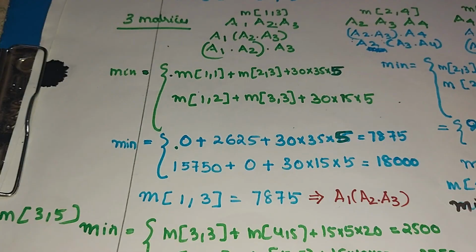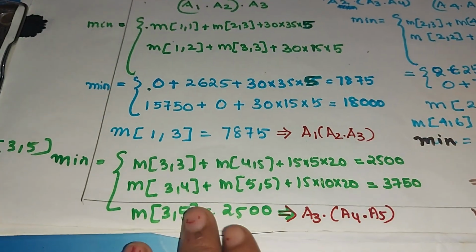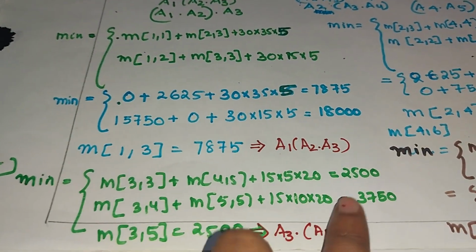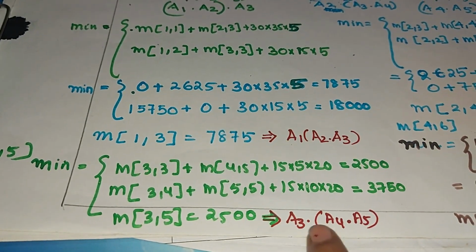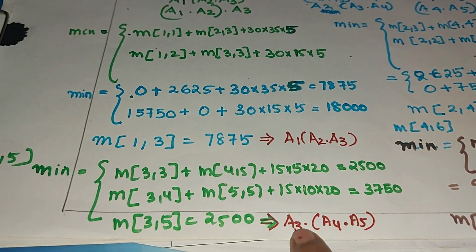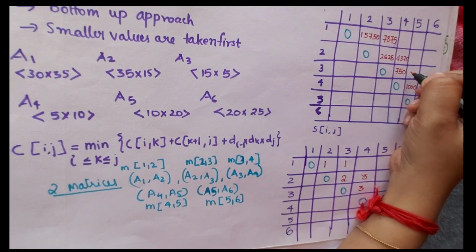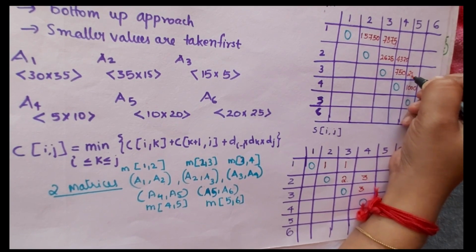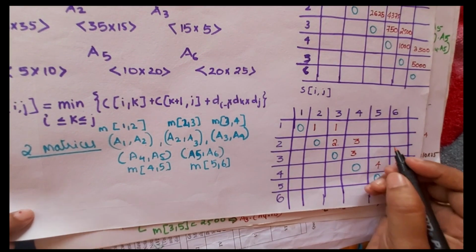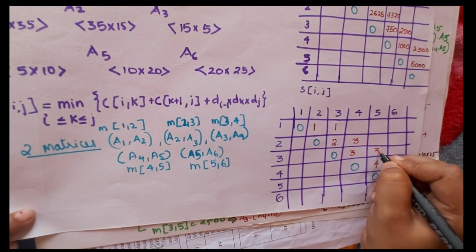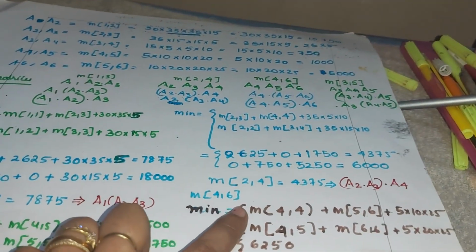Next we will go to the combination of M3,5, as we have done before. So the smallest will be taken as 2500, and the split is occurring from the third matrix onward. So we will update 2500 here. Then the split is happening from the third matrix, so you will write 3 here.